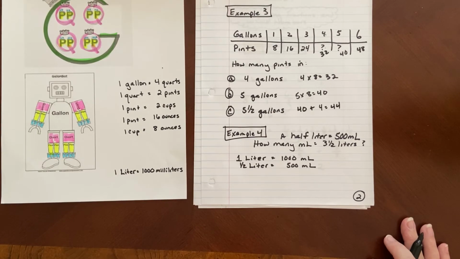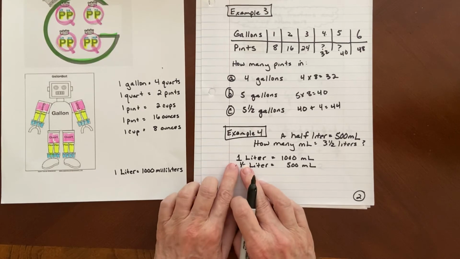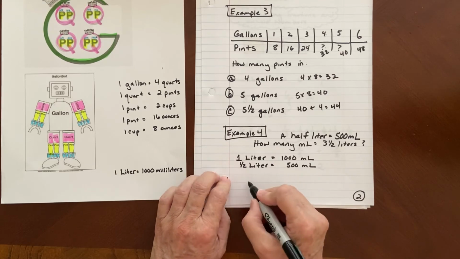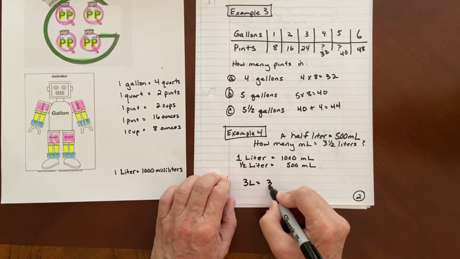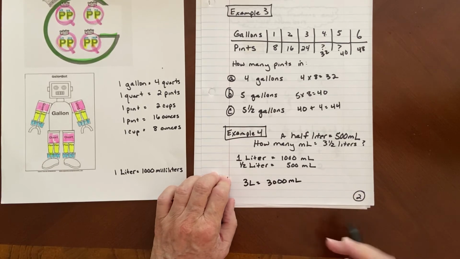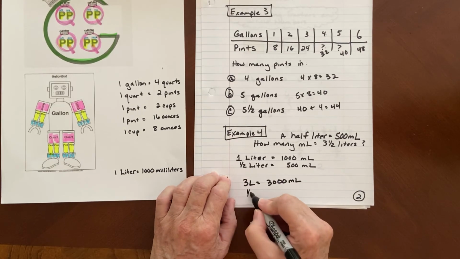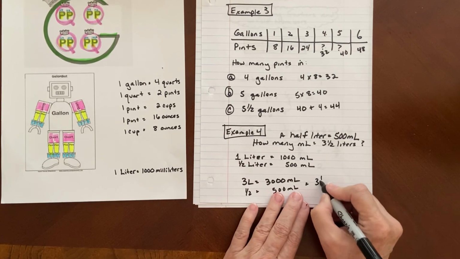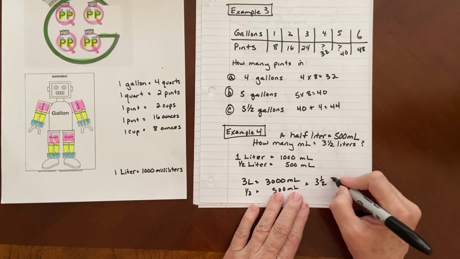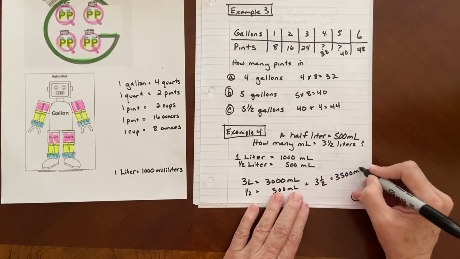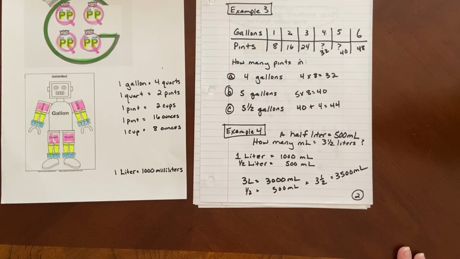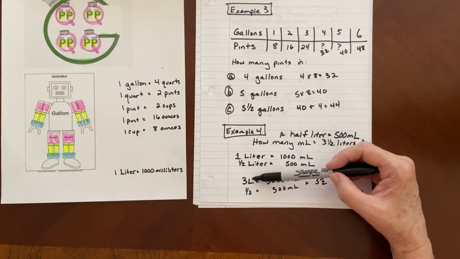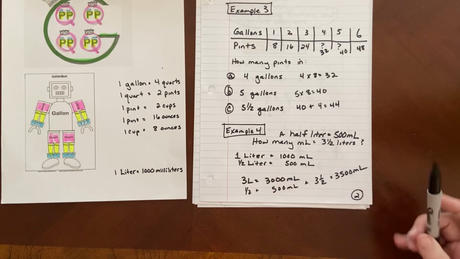Okay, example 4. A half liter equals 500 milliliters. How many milliliters equals 3.5 liters? So I know that 1 liter equals 1,000 milliliters. So I'm multiplying by 3. 3 liters equals 3,000 milliliters. I know that half a liter equals 500 milliliters. So if I have 3.5, I'm going to get 3,500 milliliters, right? So the trick with this is to think about how you get from 1 liter to 3 liters, multiply by 3, and then you can get your answer.